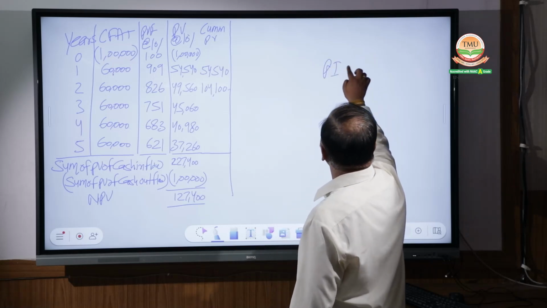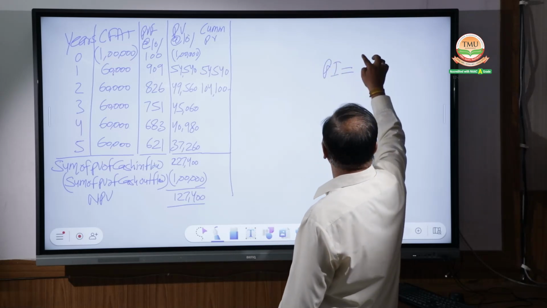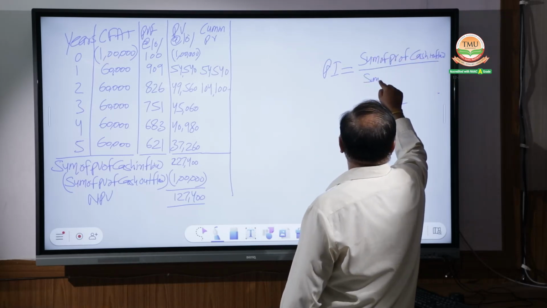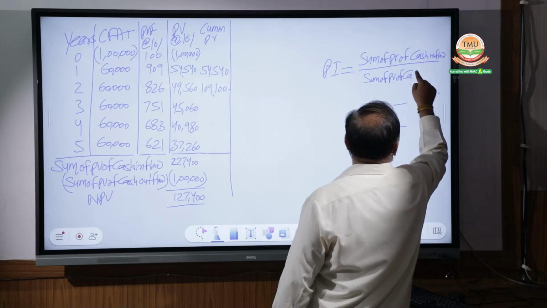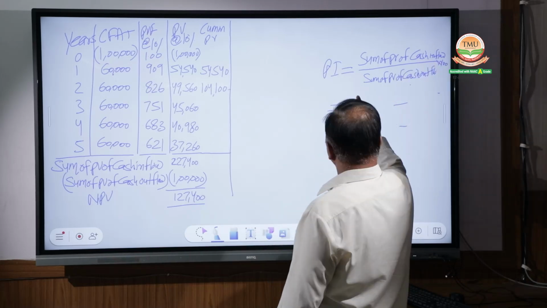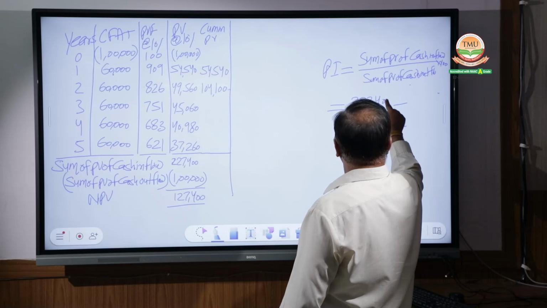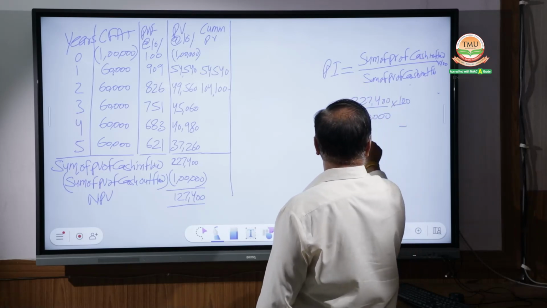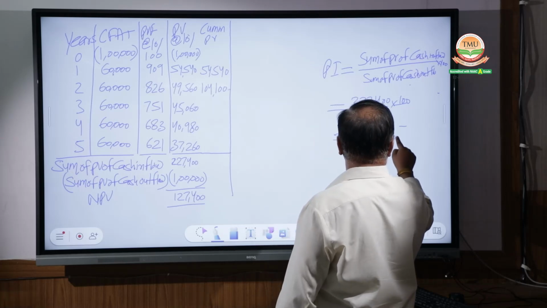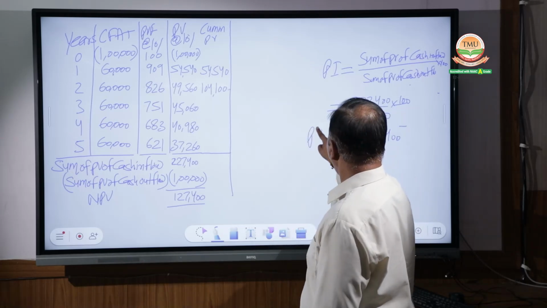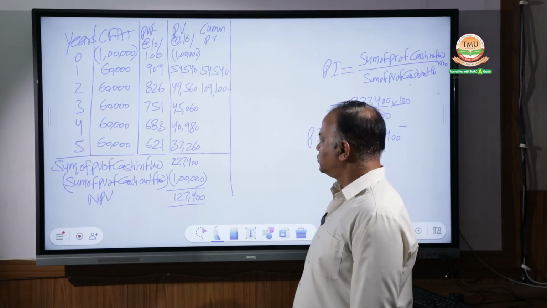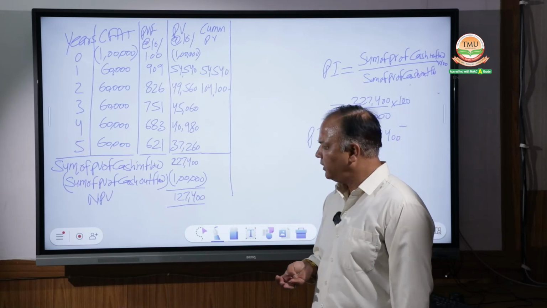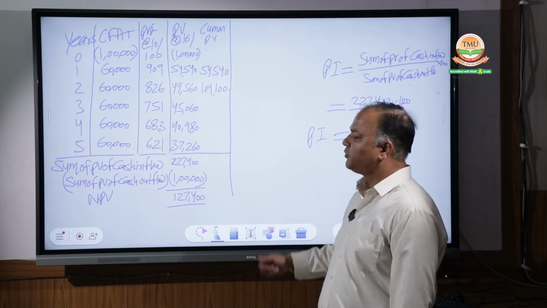Now we have to calculate the profitability index. As you know, the formula of profitability index is the sum of present value of cash inflow divided by the sum of present value of cash outflow into 100. This is 227,400 divided by 1 lakh into 100. It will be 227.40. This is the profitability index of the given machinery. So we have solved three things. Number one, discounted payback. Number two, NPV. Number three, profitability index.